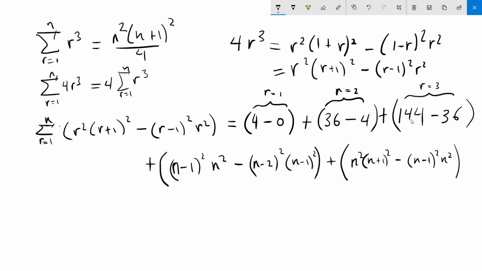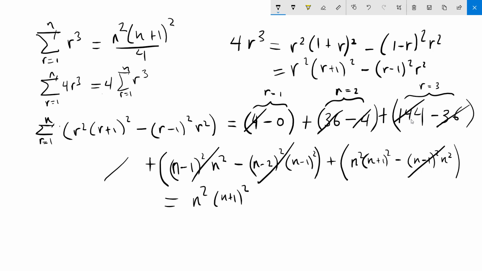Well, 0 goes away. It doesn't have to cancel. 4 cancels with minus 4. This 36 cancels with minus 36. 144 is going to cancel with minus 144 over there. This minus n minus 1 squared n squared is going to cancel with this minus n minus 1 squared n squared over here. The same thing is going to happen for this in the previous term. And what we're going to be left with is just n squared, n plus 1 squared, right?